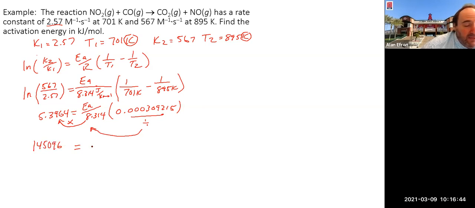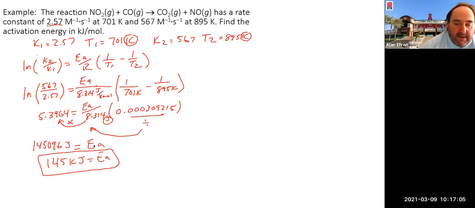145096. These would be in joules at that point. Again, joules based off of this guy right here. At this point, we usually would go to kilojoules. So divided by 1,000 gets us about 145 kilojoules for our activation energy.